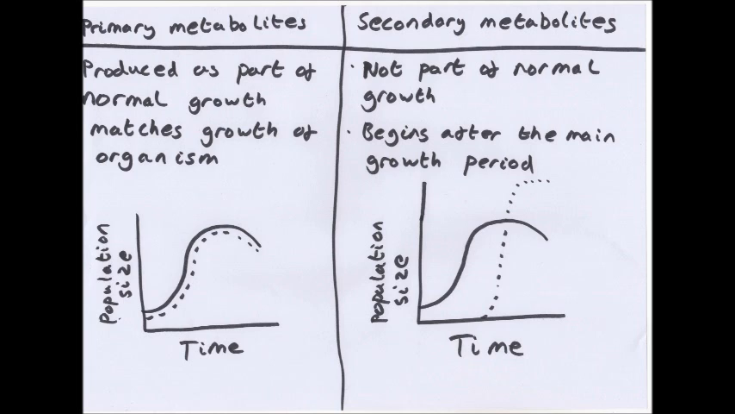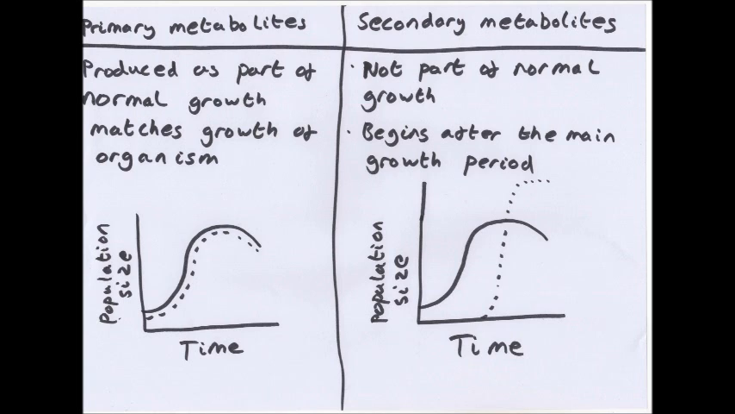Secondary metabolites are substances produced by an organism that are not part of its normal growth. Now these are generally not needed for the organism to survive and are produced when you've got a good part after the growth period. Now, these are very often antibiotic chemicals, such as penicillin. And the production of secondary metabolites usually begins after the main growth period of the organisms, and so does not match the growth in population of the organism.